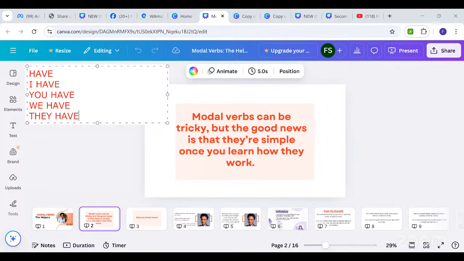Before we even go to had, let's talk about has. So has here goes with third person singular. He has. She has. It has.